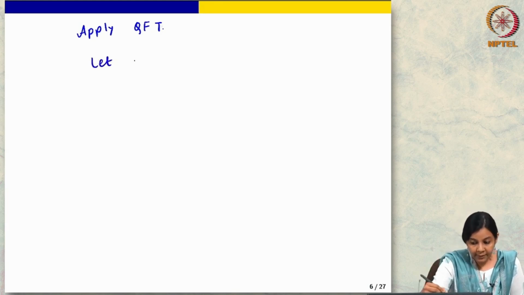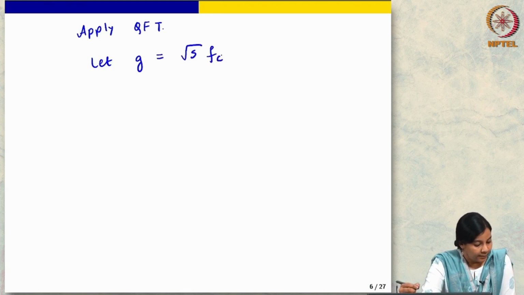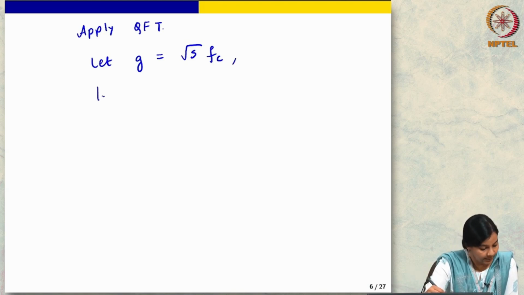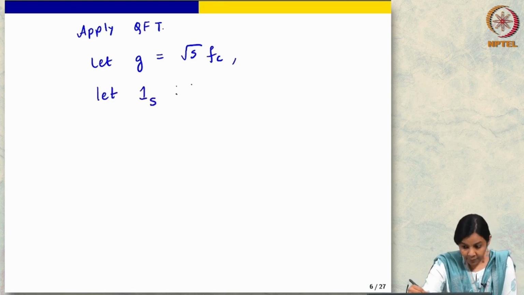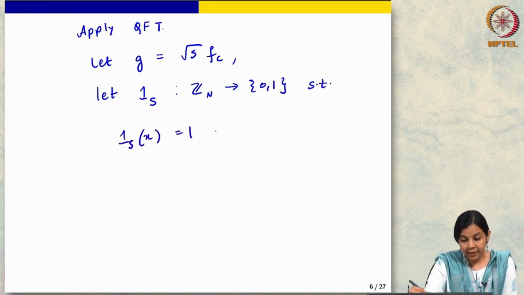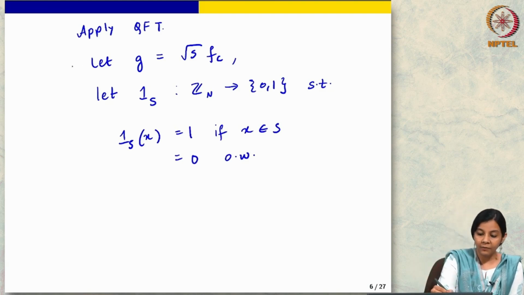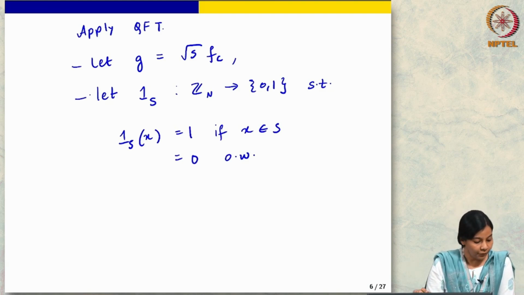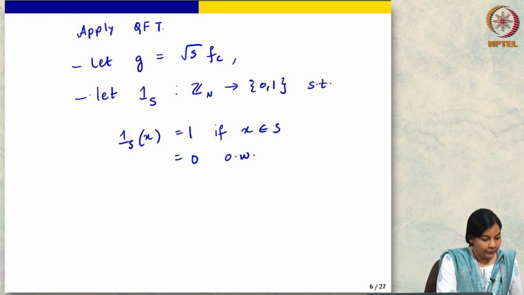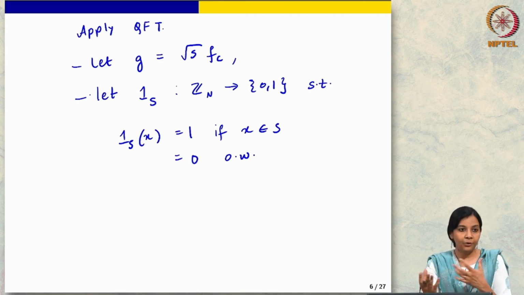Now let me define G as root S Fc, and let 1S be an indicator, a sort of membership testing function. What this means is that 1S(x) will be 1 if x is in S, and otherwise it will be 0. This is just a simple membership testing function; we are just setting up some notation. So far so good. Now, as I said, we want to show that whatever we get after applying the QFT is independent of the color.